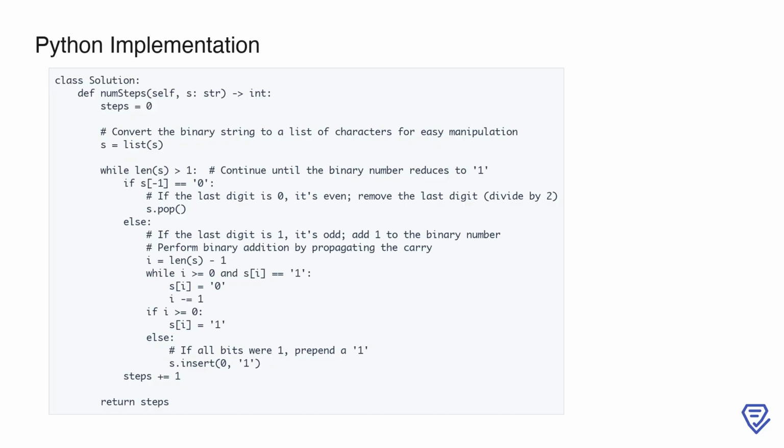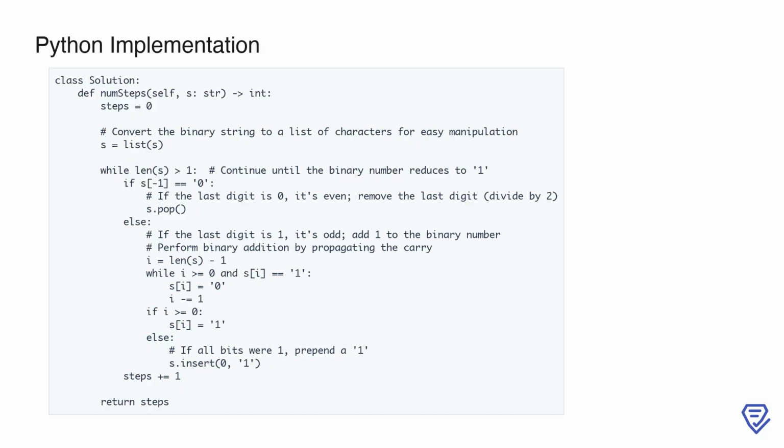2. Main loop. The loop runs until the binary number reduces to 1, which corresponds to the termination condition len(s) == 1. 3. Even case. If the last digit of the binary number is 0, the number is even. In binary, dividing by 2 is equivalent to removing the last digit. This is implemented with s.pop().